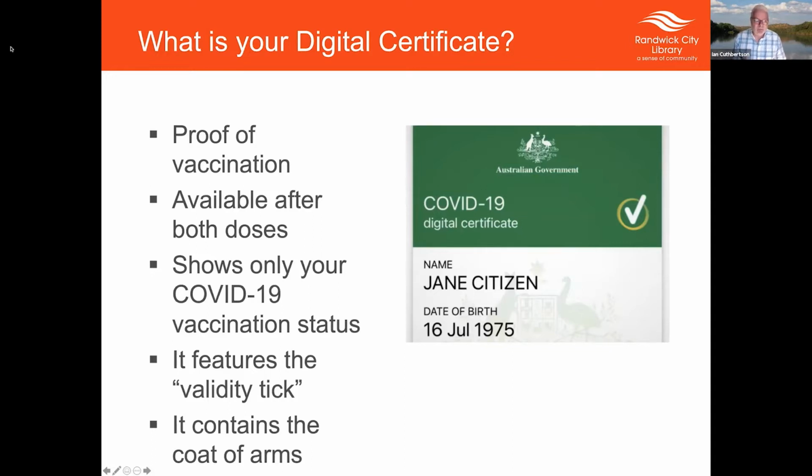So it shows your vaccination status. It features the validity tick. You can see that on the right there. There's the validity tick. Miss Jane Citizen is definitely valid. And it contains the Australian coat of arms, which some people think is hard to forge, but they don't know as much as I know about scanners and taking photographs of things. But we're not going to forge anything. We don't do that. Okay.